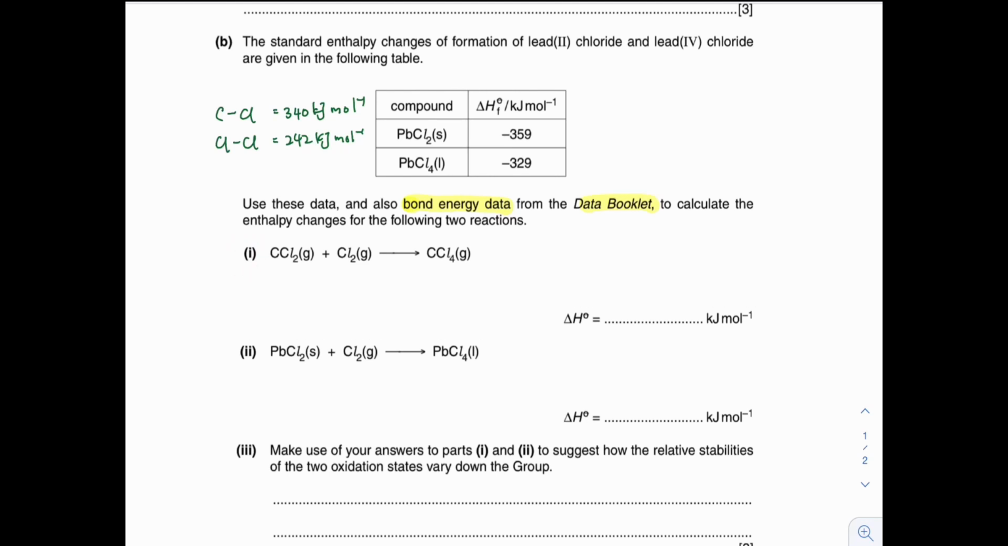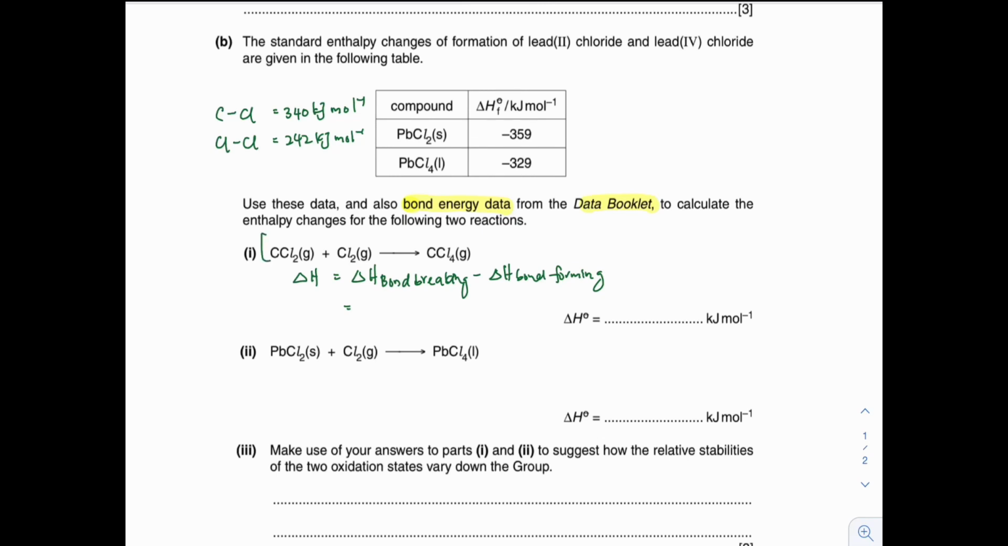If we try to solve this question by using the enthalpy change of formations, it is impossible because these two are related to lead chloride, but here there's no lead chloride. So the only way we can do it is by using the formula: enthalpy change equals the enthalpy change of bond breaking minus the enthalpy change of bond forming.